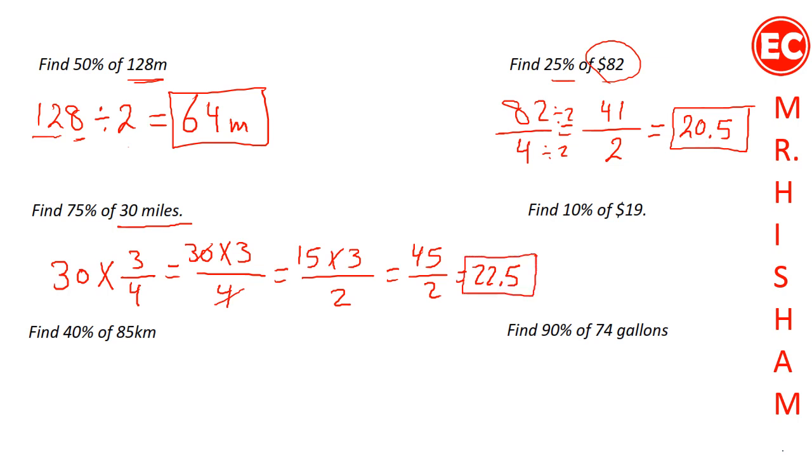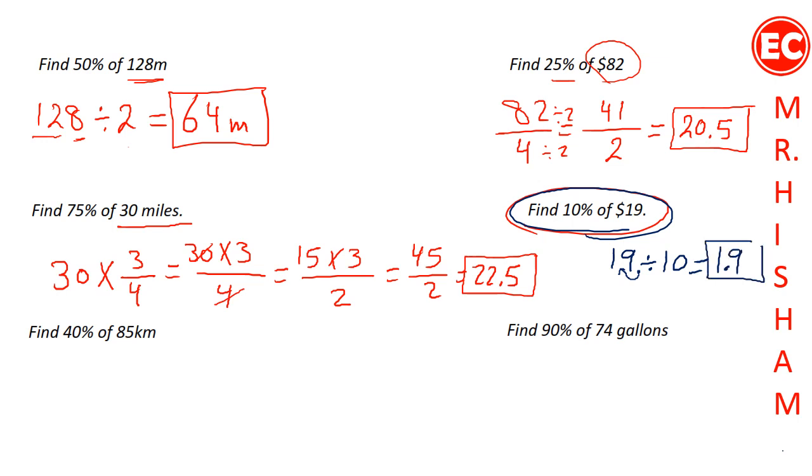To find 10%, this is the most important one of them. To find 10% of 19, all I need to do is divide 19 by 10. And if I don't have a decimal point, I put down the decimal point and move it to the left 1 decimal place. So it's 1.9. If I need to find 40%, first I figure out what is 10% of 85. 10% of 85 is 8.5. Then to find 40%, I multiply this answer by 4. 8.5 and 8.5 is 17, 17 and 17 is 34.